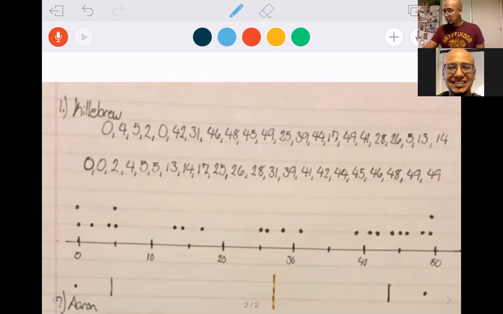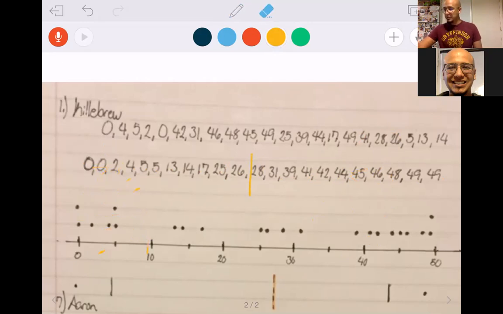So because I have two numbers, neither of those is the median. The median is going to be the average of those two. So I'm going to add them together and then divide by 2. So we're going to do 26 plus 28, and that's going to give us 54. So then 54 divided by 2 is going to give us 27 exactly.